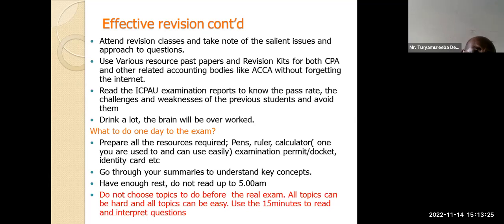Of course, you have to drink a lot of water. The brain will be overworked when you are revising. And when I talk about revision, I mean revision. I don't mean people who go and read one question and then they say, we have revised it, we have done one question. This paper is broad. It is a skills exam. It requires a lot of revision. So your timetable for revision should be very serious and with targets.